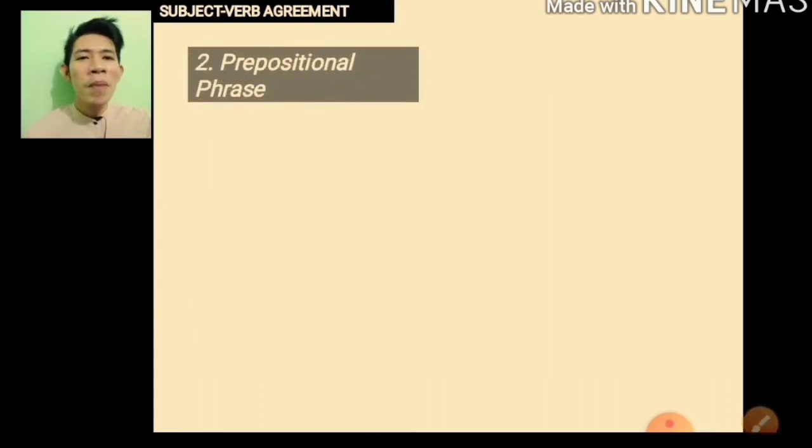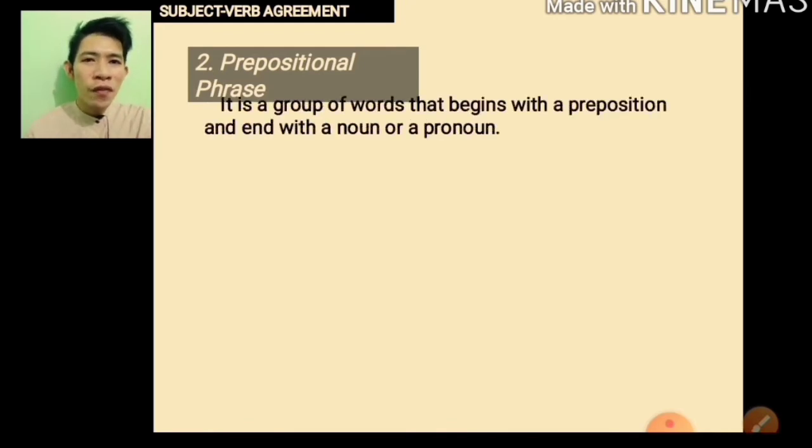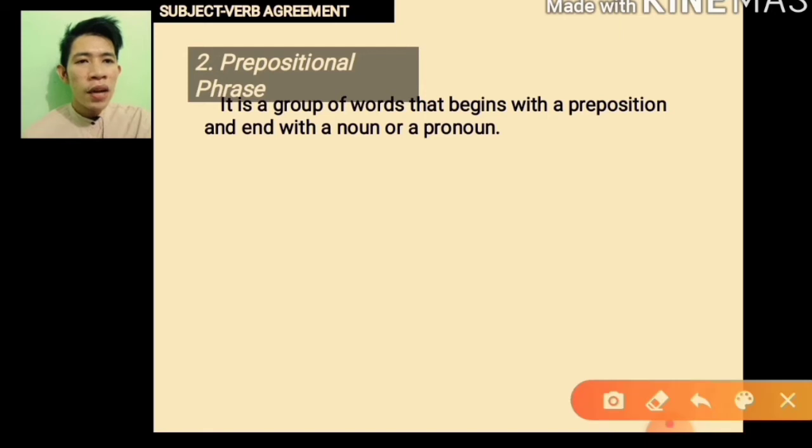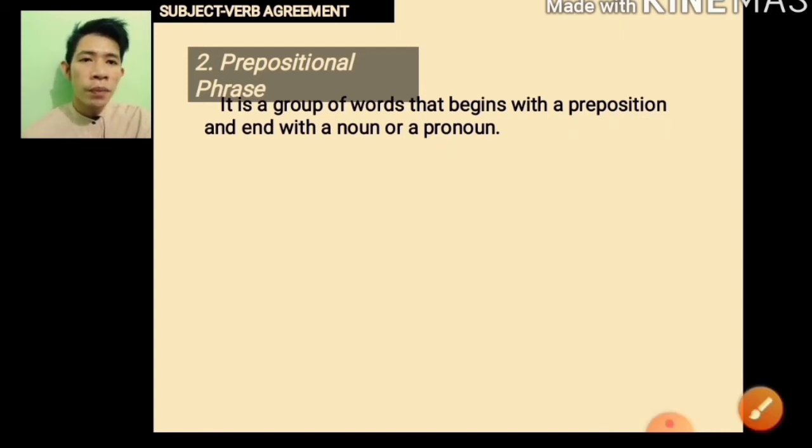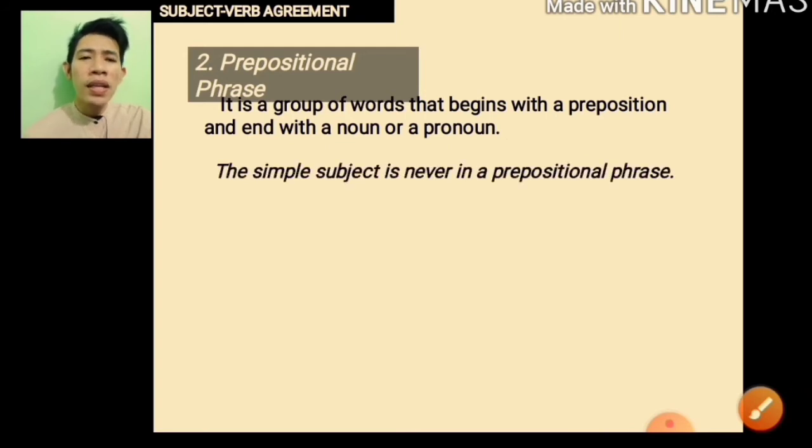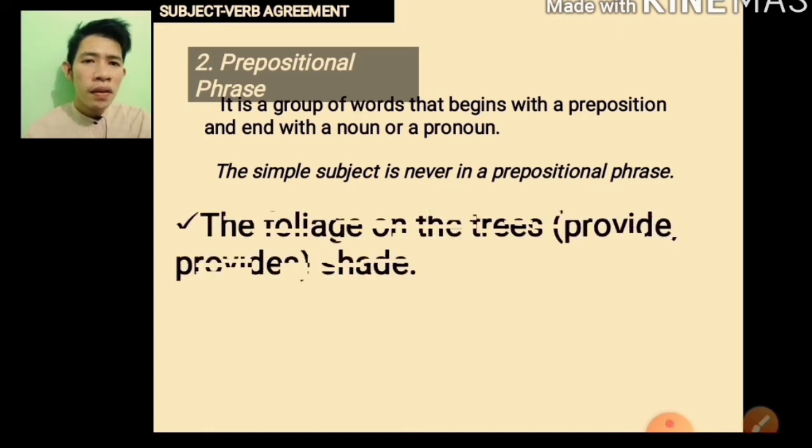Next is prepositional phrase. When we talk about prepositional phrase, it is a group of words that begins with a preposition and ends with a noun or a pronoun. Again, kapag prepositional phrase, nag-start siya with a preposition at nagtatapos siya with a noun or a pronoun. The simple subject is never in a prepositional phrase. Again, yung simple subject daw hindi siya magiging or hindi siya kasama sa prepositional phrase.